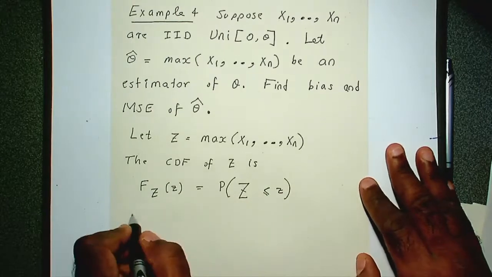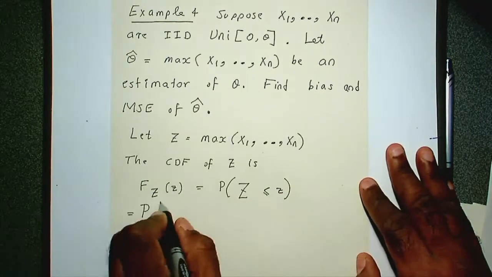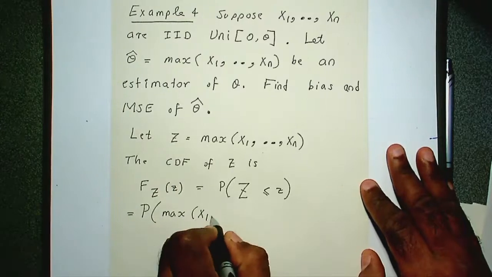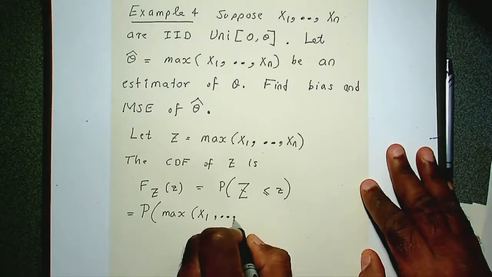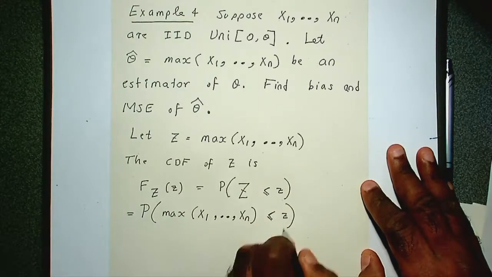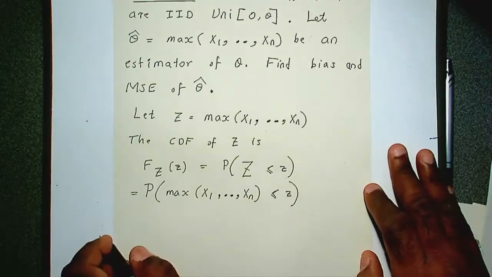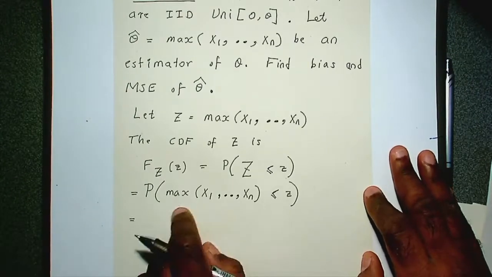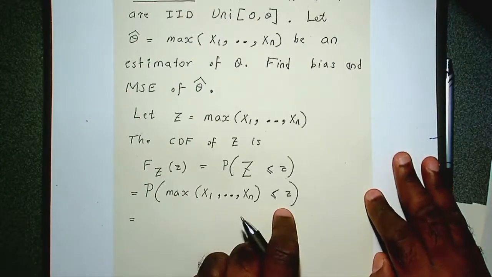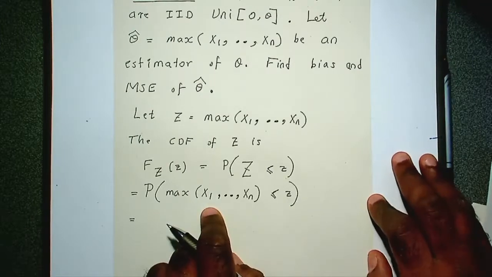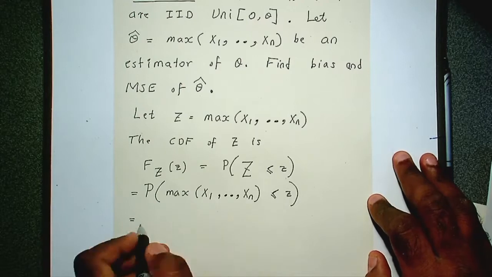Right, which is the probability that the max is less than or equal to little z. At this point, if the maximum is less than or equal to little z, then what can you say about each element? Yeah, if the max is less, then each element has to be less, right?